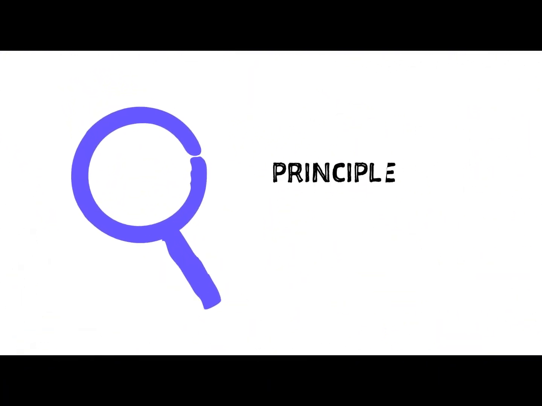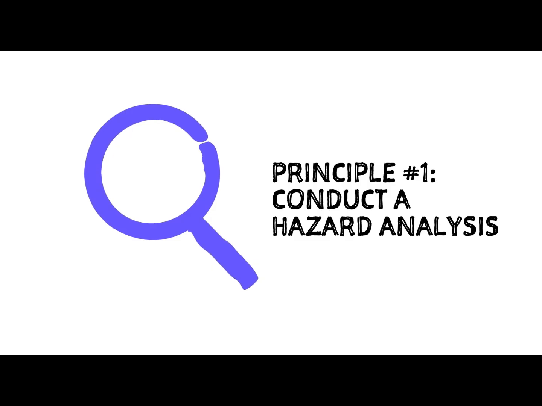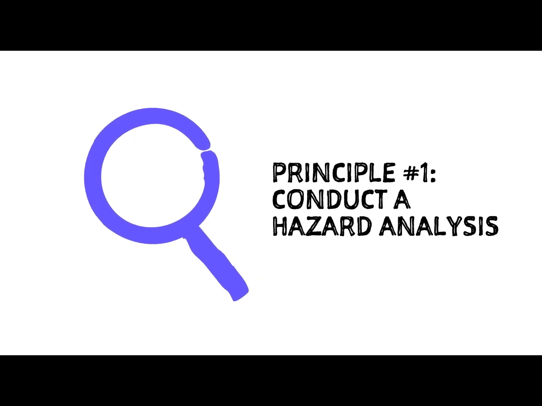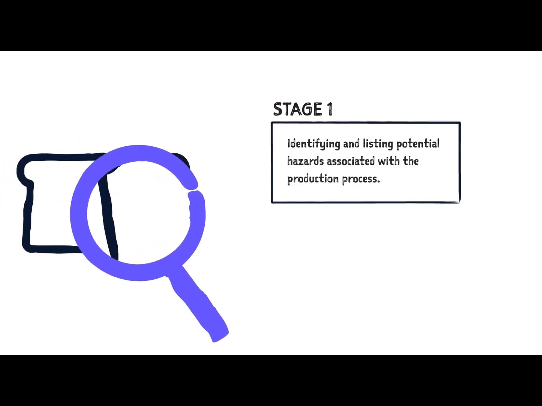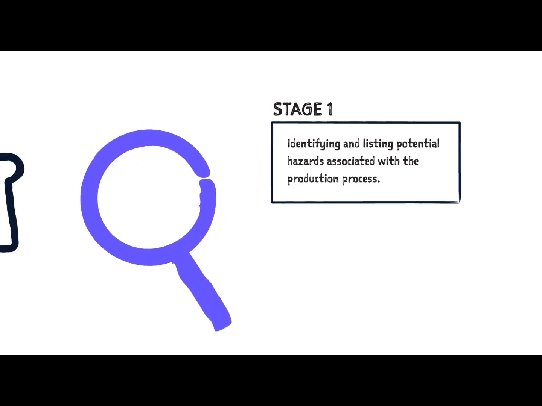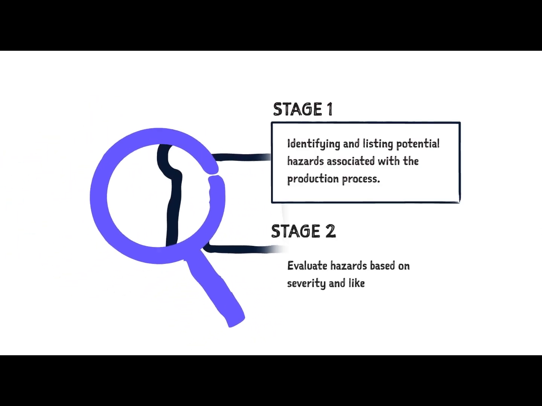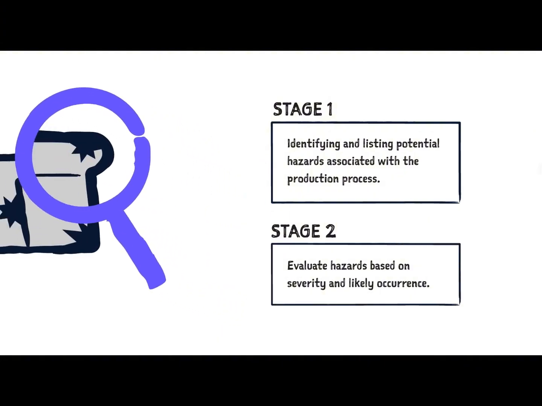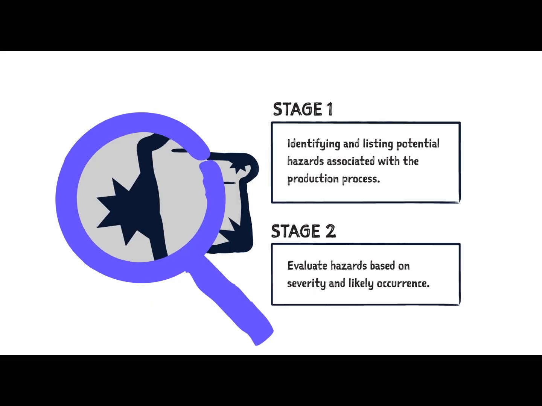Principle number 1. Conduct a hazard analysis. Hazard analysis is carried out in 2 stages. 1. Identifying and listing the potential biological, chemical, or physical hazards associated with the production process. And 2. Evaluate hazards based on severity and likely occurrence. Upon completion of the 2 stages, a control measure is made to prevent the hazards.